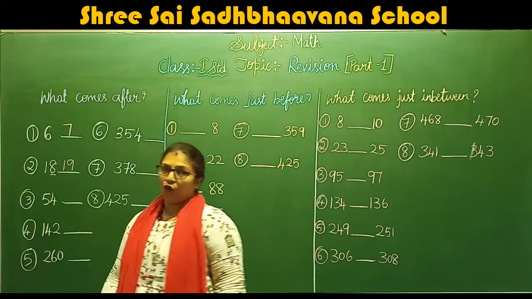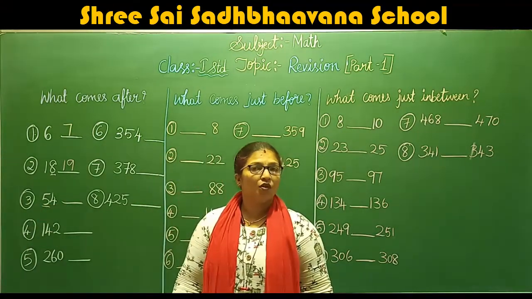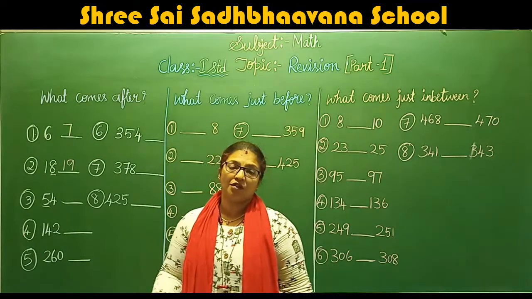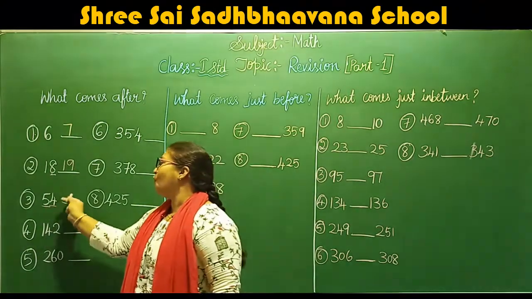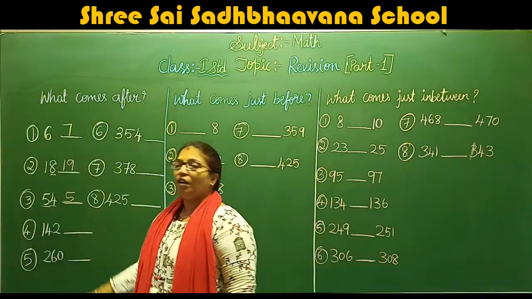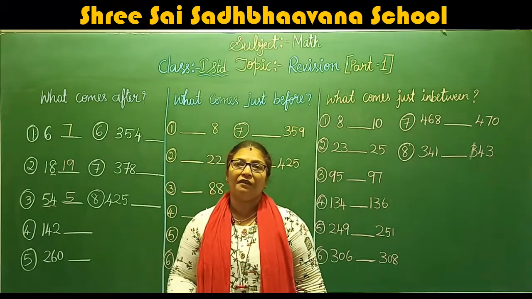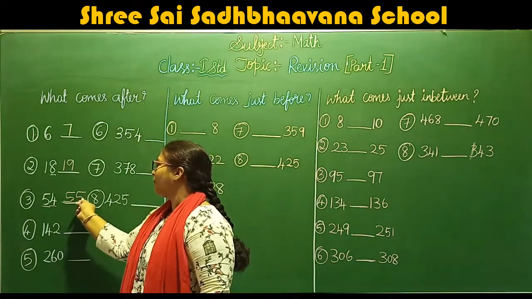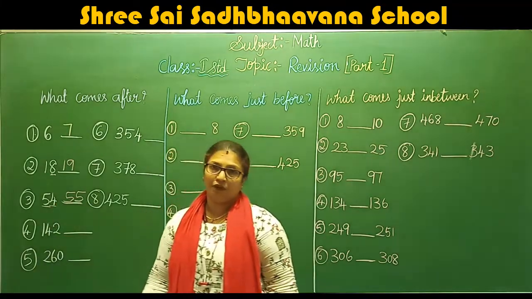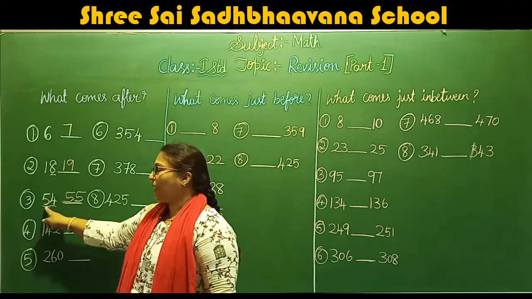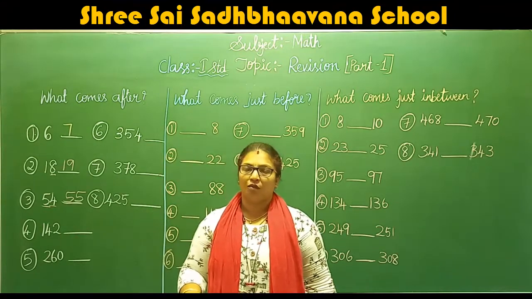Right, children? So next, 54 is given. 5, 4. So 54. For which number do you have to write the after number? You have to write the after number for 4, right? 5 stays, and 4 becomes 5. The after number of 54 is 55. What is the after number for 4? 5, right? So the tens place number won't change. Only the ones place number, you have to add 1 more.